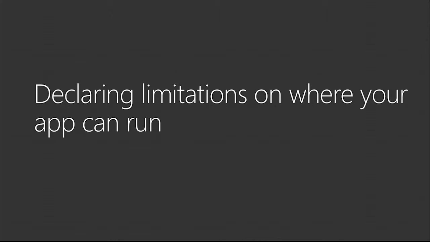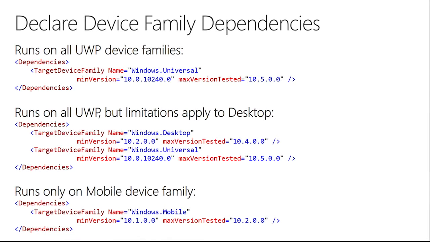So you're using this adaptive code. You're using Extension SDK APIs. Maybe you don't bother putting that gating code on if it's only ever going to run on IoT, although it's probably good practice to do so. So you can actually declare in your app manifest limitations on where your app can run.